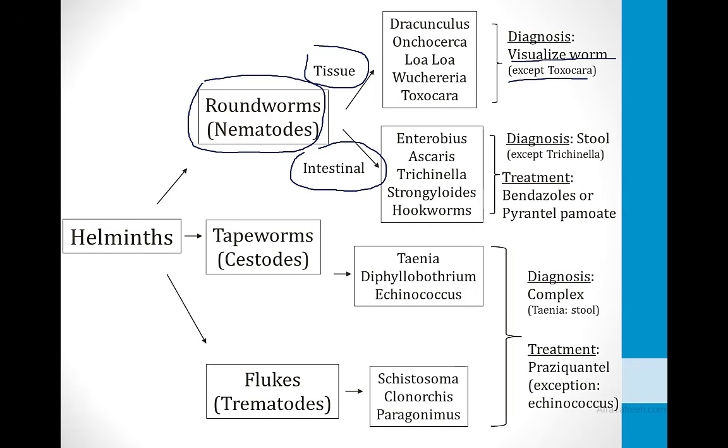For all of the roundworms that infect the intestine, you usually make the diagnosis by some type of examination of the stool. There's just one exception, which we'll talk about later. And in general, these can all be treated with drugs that are either bendazoles or pyrantel pamoate.